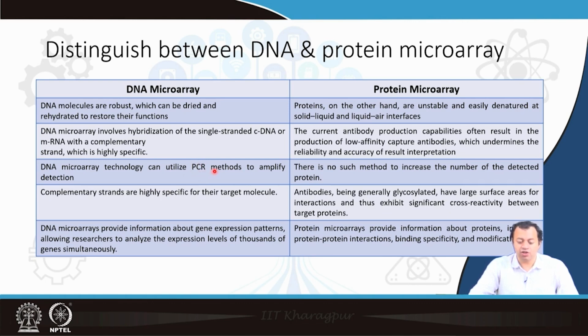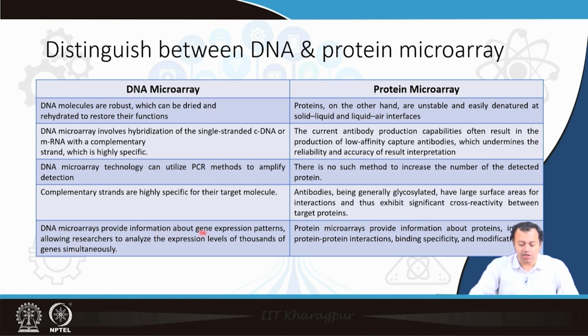In polymerase chain reaction, the DNA or the RNA is simply multiplied, amplified. Protein cannot be amplified or multiplied. A protein is formed, it is formed. Complementary strands are highly specific for their targeted molecule. Antibodies, being generally glycosylated, have large surface area for interaction, and can have significant cross-reactivity between target proteins.